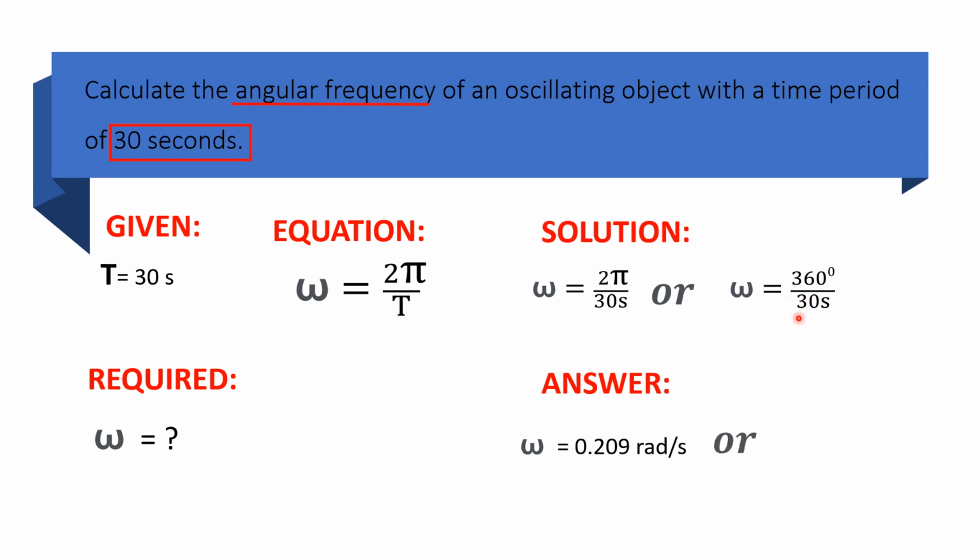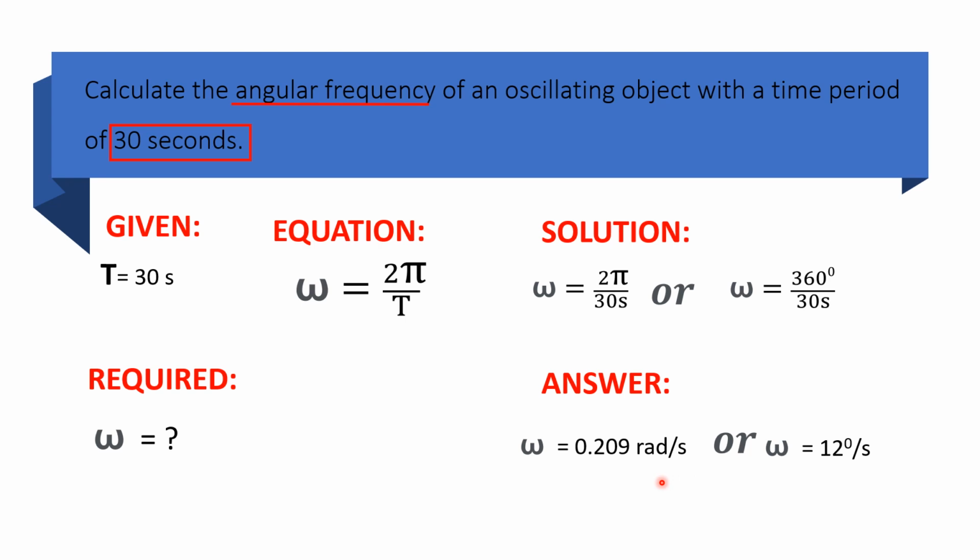Kapag ito naman, ang answer mo will be 12 degrees per second. So ito mga anak, pareho lang sila ng value. Pag kinonvert mo ito into rad per second, this will be 0.209 rad per second. Kung ito naman ay kinonvert ko into degrees, ito naman ang kanyang magiging value.